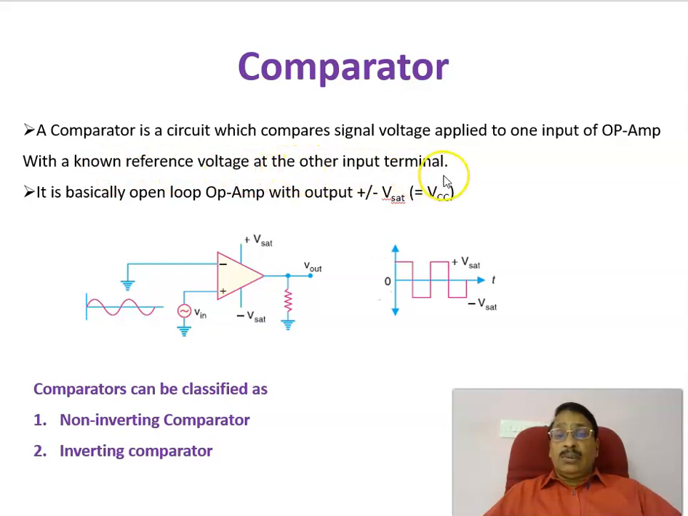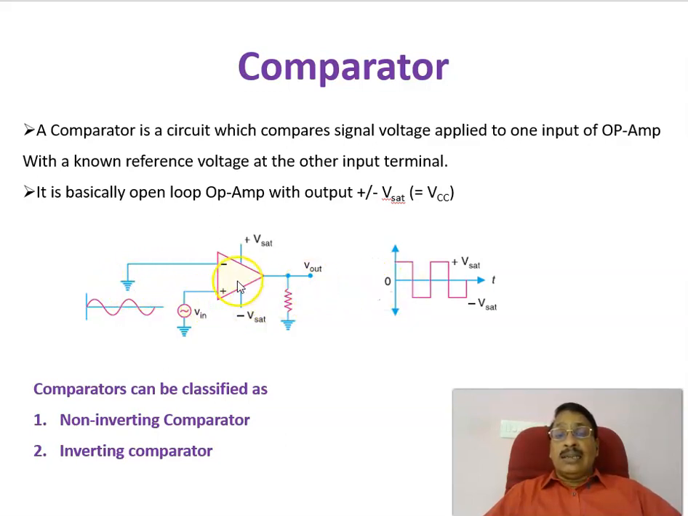the other input. An op-amp has two terminals: one we call the non-inverting terminal, and the second is called the inverting terminal. To one input, either non-inverting or inverting, you apply the signal to be compared, and to the other input you connect the reference voltage. It can be ground voltage, or a positive voltage or negative voltage. In this circuit, we are applying a reference voltage of ground voltage as such.